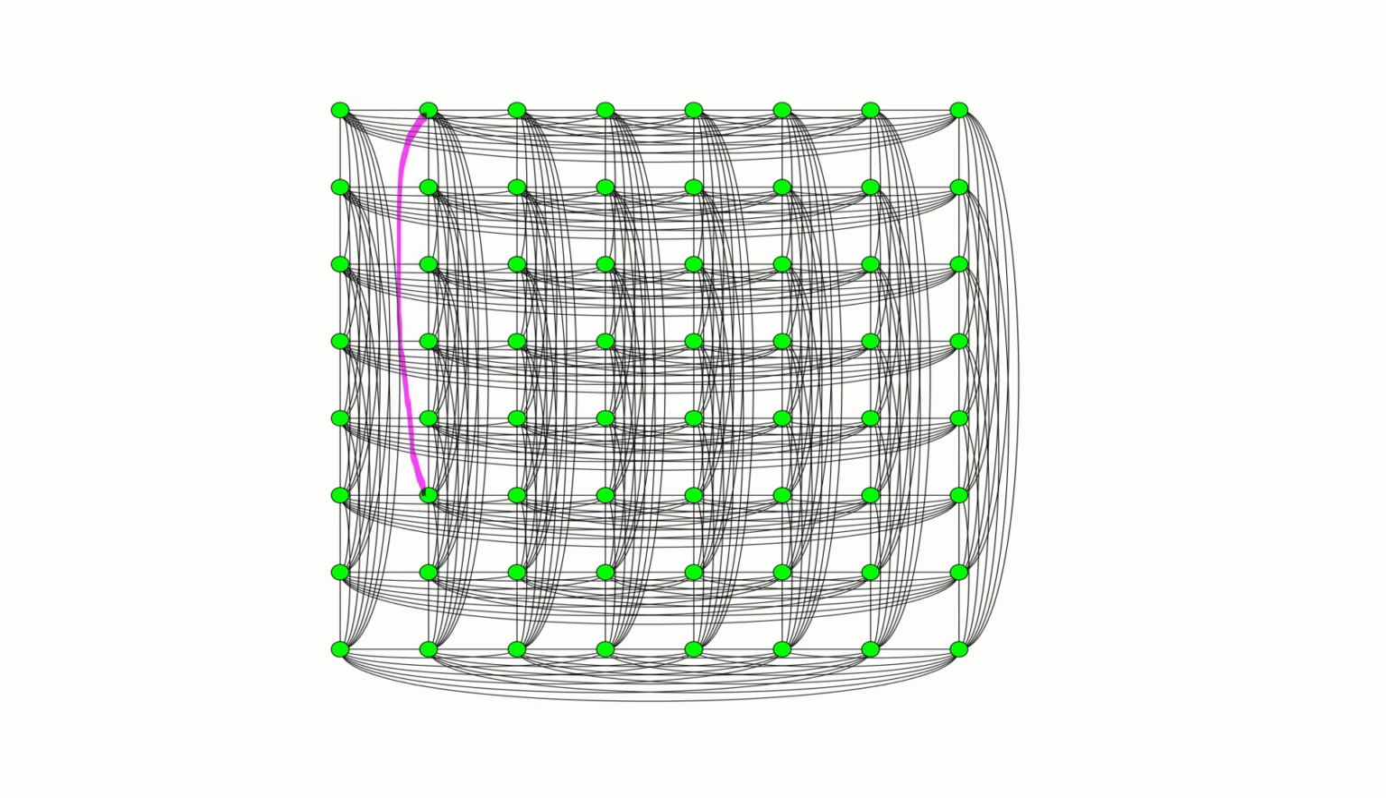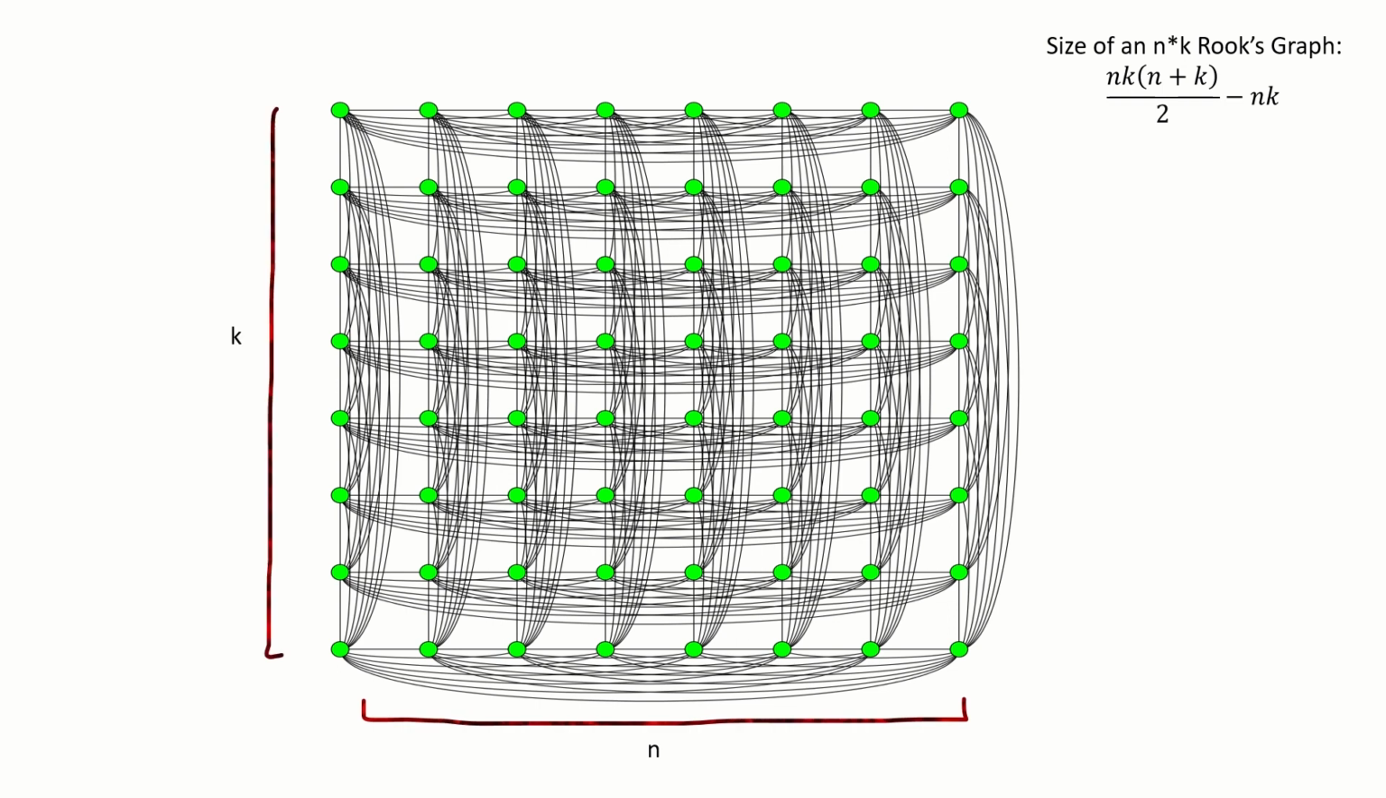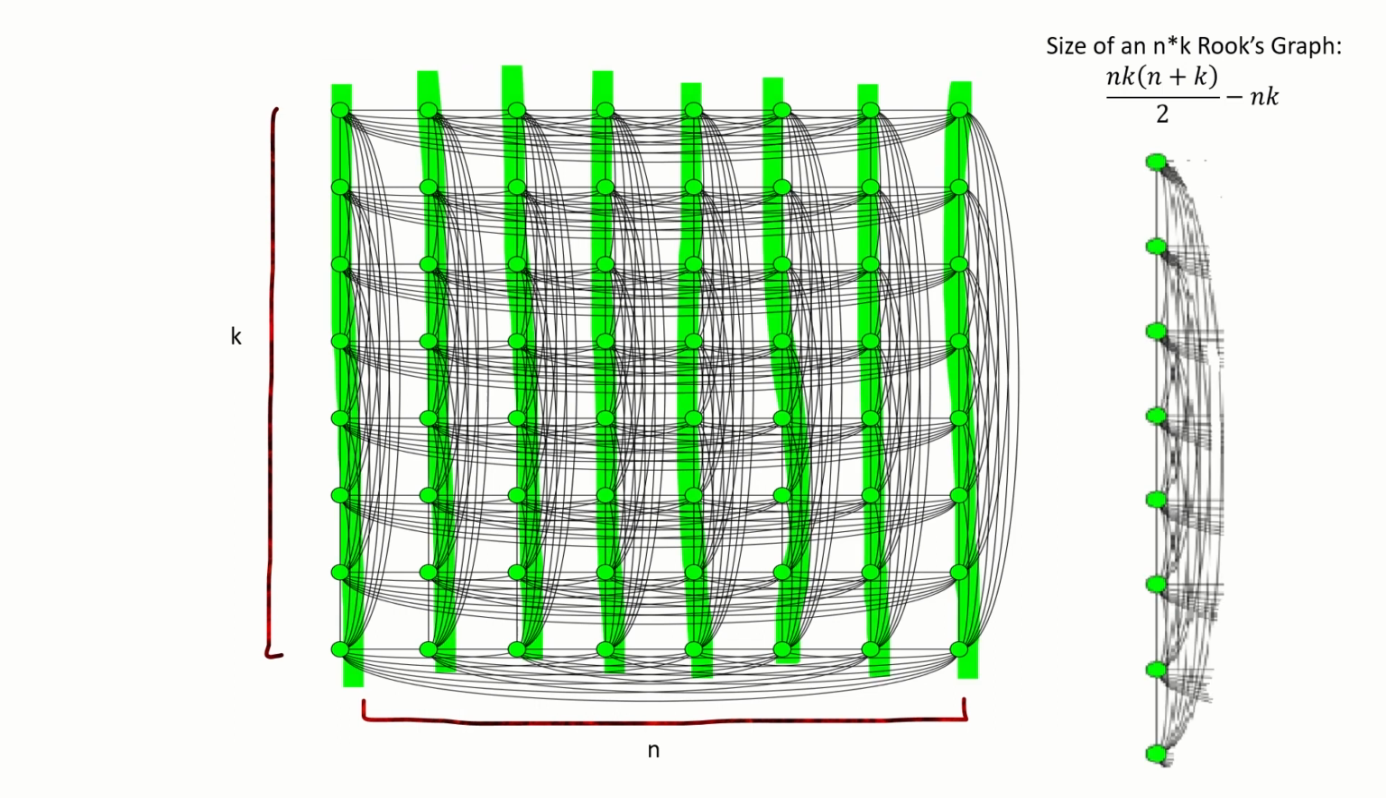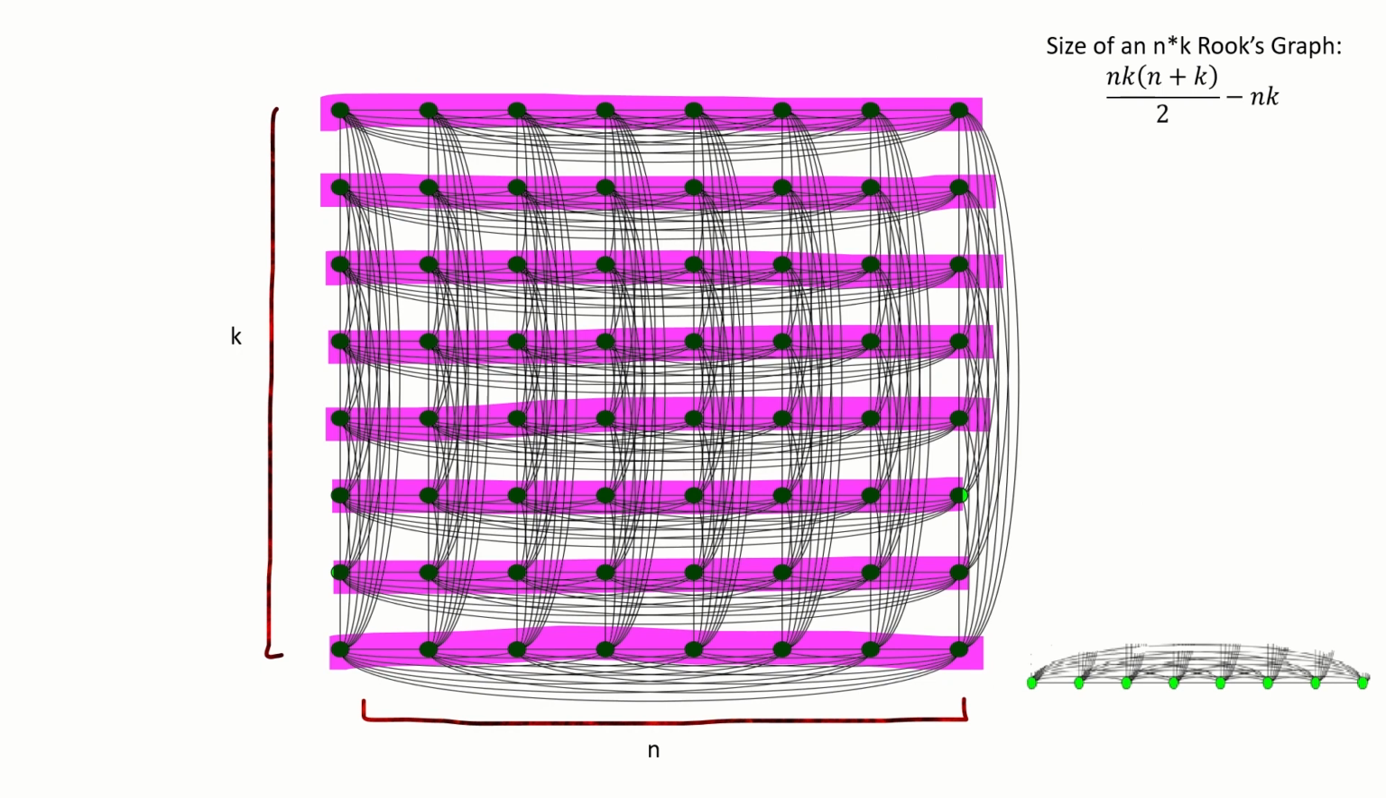The number of edges, or the size of an n by k Rook's graph, is given by the formula in the upper right-hand corner. This formula can be found in a few ways, but one is to realize that the Rook's graph is really a collection of n plus k different complete graphs, one for each column and row. If there are n columns and k rows in our graph, and remembering that each column and row is a complete graph, then we have n complete graphs with k vertices and k complete graphs with n vertices in our graph.